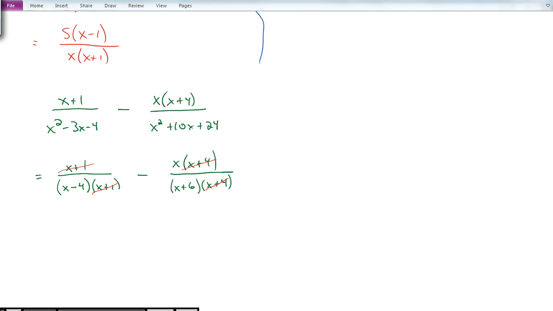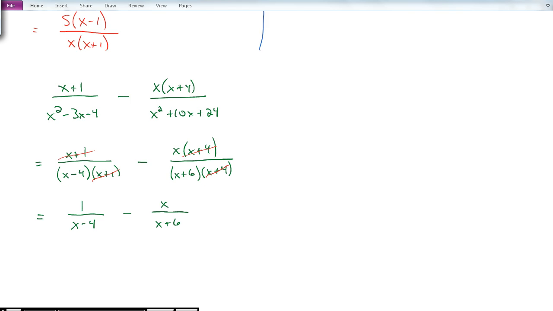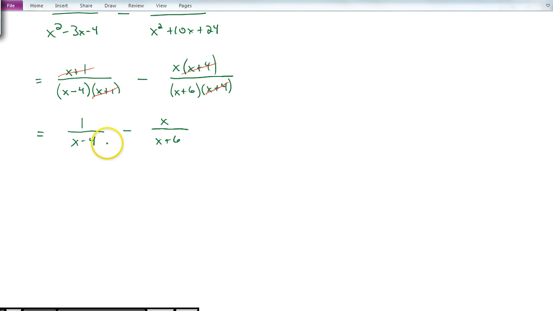So then our expression turns into something much simpler. 1 over x minus 4 minus x over x plus 6. And then we're back to the degree of difficulty we had just above. But let's finish this guy. Are these two denominators relatively prime? Yes, they share no factors. So the denominator is going to be their product. So what do I need to multiply 1 over x minus 4 by to achieve the LCD of x minus 4 times x plus 6? Well, I need to multiply it by x plus 6 over x plus 6.